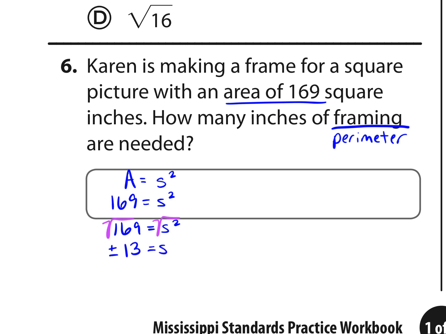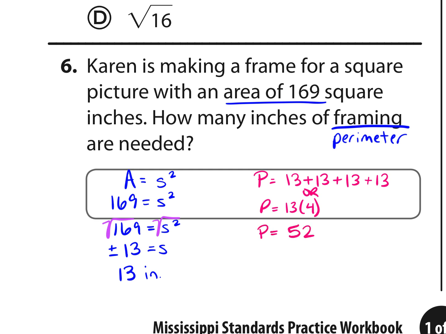And we know that's positive or negative, but we have to think this is a distance. So it has to be a positive distance of 13 inches. So that's the side of a square. Now the perimeter would be taking the side of the square, and we could add it 4 different times, or we could just say that's 13 times 4. Either way, we get that it is 52 inches.